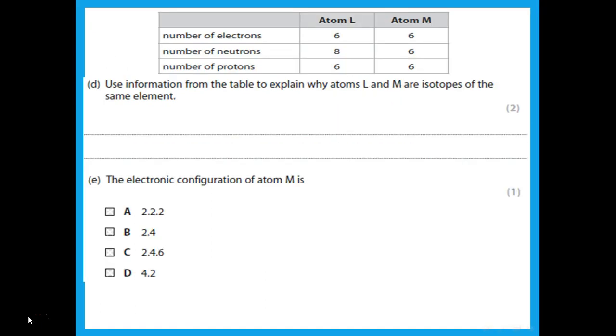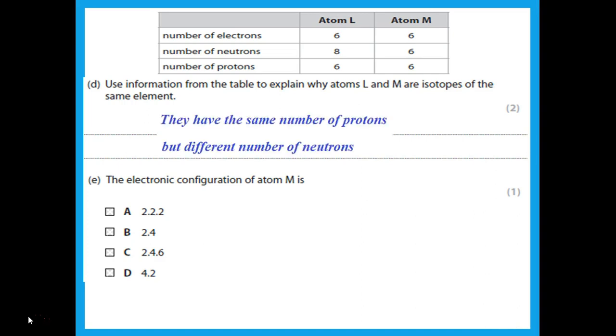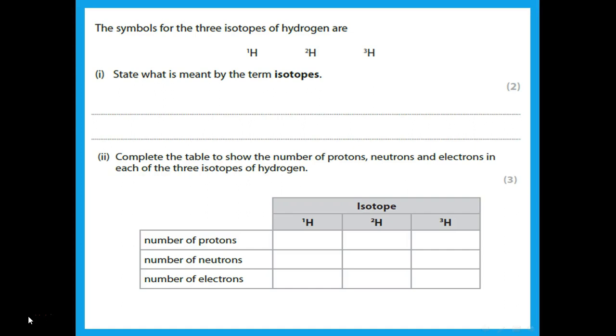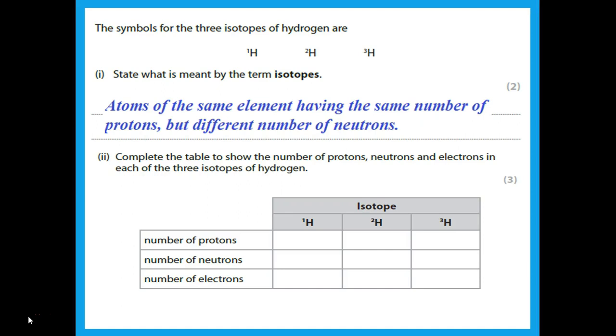Okay, this is the same table, and he's saying use information from the table to explain why atoms L and M are isotopes of the same element. They are isotopes of the same element because they have the same number of protons, but different numbers of neutrons, and that is actually the definition of isotopes. Electronic configuration of atom M: atom M has how many electrons? 6. So how are we going to distribute it? 2, 4. Okay. What is meant by isotopes? We said isotopes are atoms of the same element having the same number of protons but different numbers of neutrons.